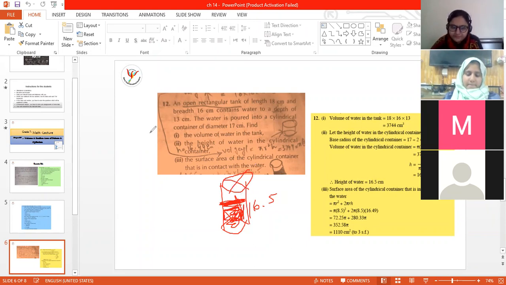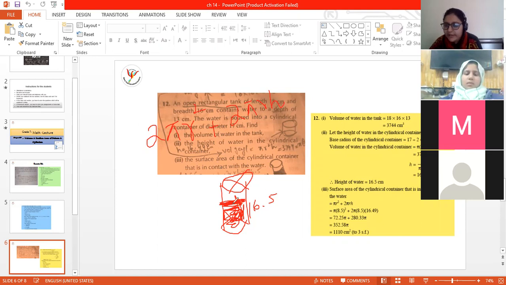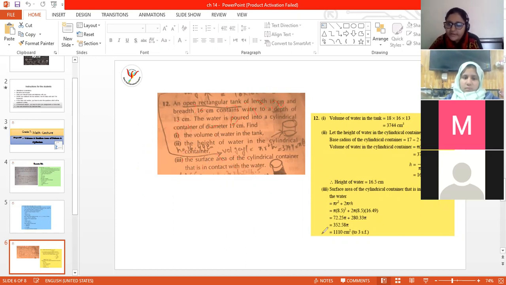What we have to do, we know the formula of surface area of the cylindrical container is 2 pi r square plus 2 pi r h. But here there are no two bases. We are calculating only one base. It is open because we are calculating till the water surface, and it will become pi r square plus 2 pi r h. Clear? By this method, the surface area of the cylindrical tank will be 1110 centimeter square to three significant figures.